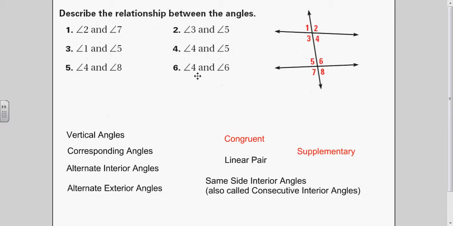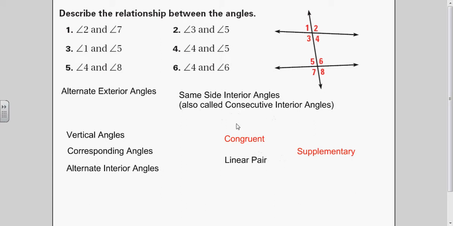Okay, so here's another example that you can try. Stop the video and see if you can do these on your own before I go through it. So 2 and 7, those would be alternate exterior angles. 3 and 5, those would be next. 3 and 5 would be same side interior angles.